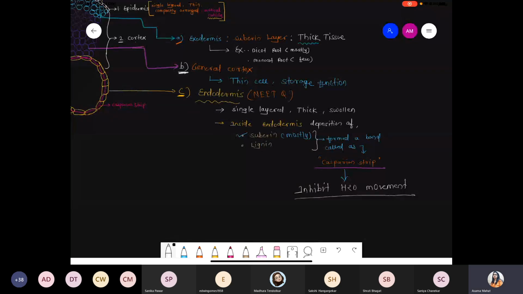First of all, complete this writing part. Any doubt from the endodermis? Sure. And please remember, Casparian strips are associated with only and only the root endodermis layer. In the stem it may be absent. We'll see that part later. Don't worry.